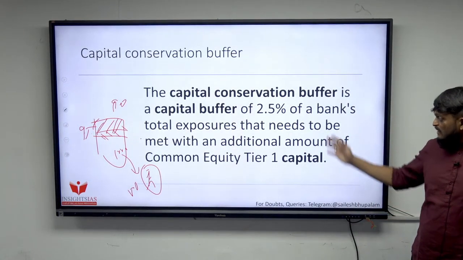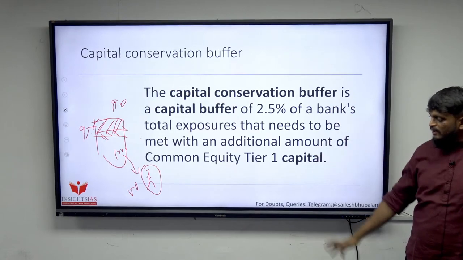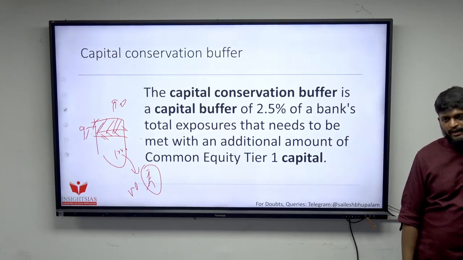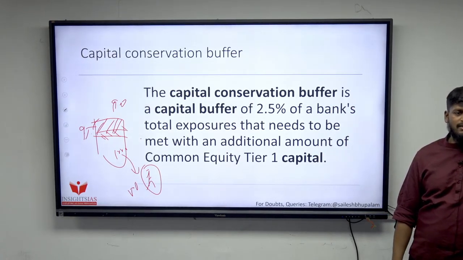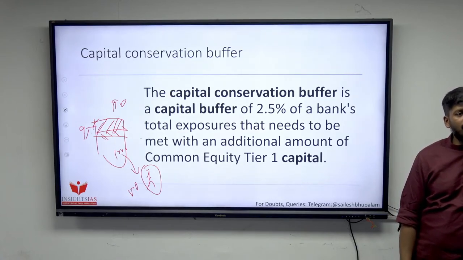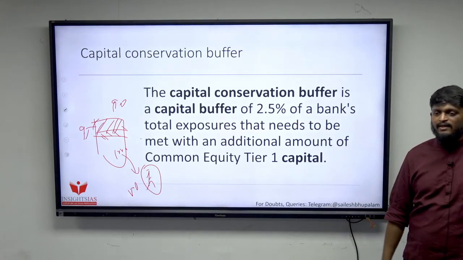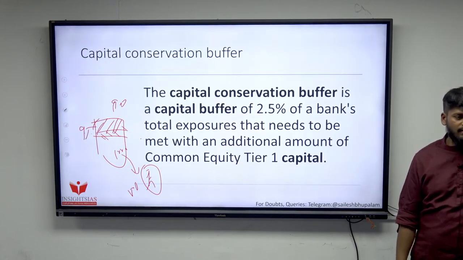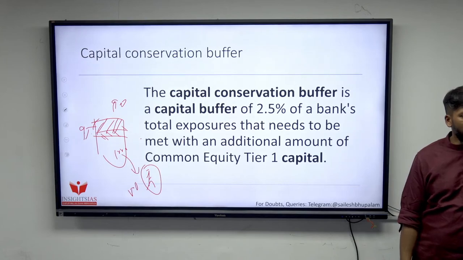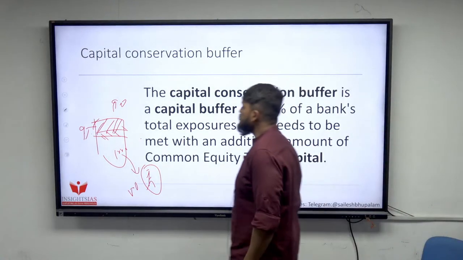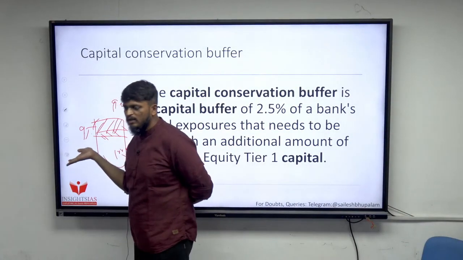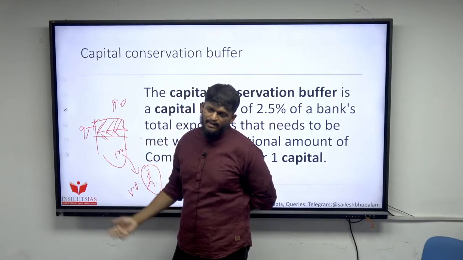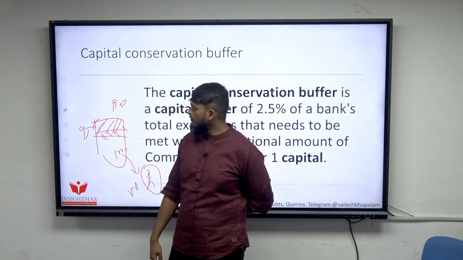So this buffer capital is of 2.5% of tier 1 itself. They will keep it in tier 1. But if they don't keep this, there will be no penalty by RBI. But if they don't keep that 9%, then there will be huge penalty by RBI based on bank rate. You understood? This is like a buffer. Buffer means to prevent this 9% from eroding away, we have kept a little extra. That is why we call it as capital conservation buffer.